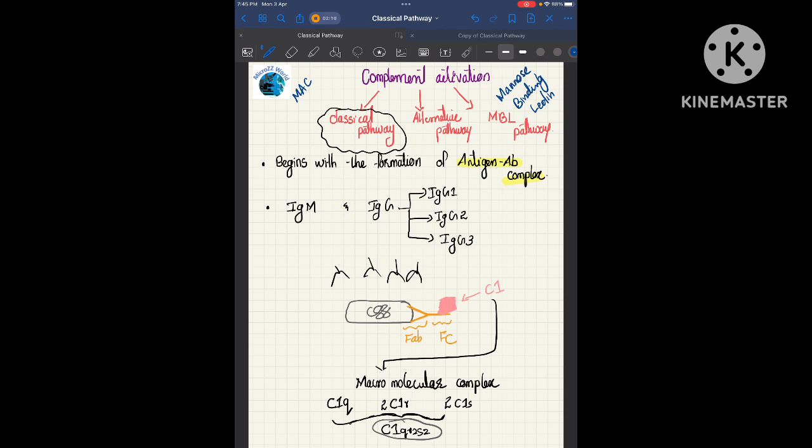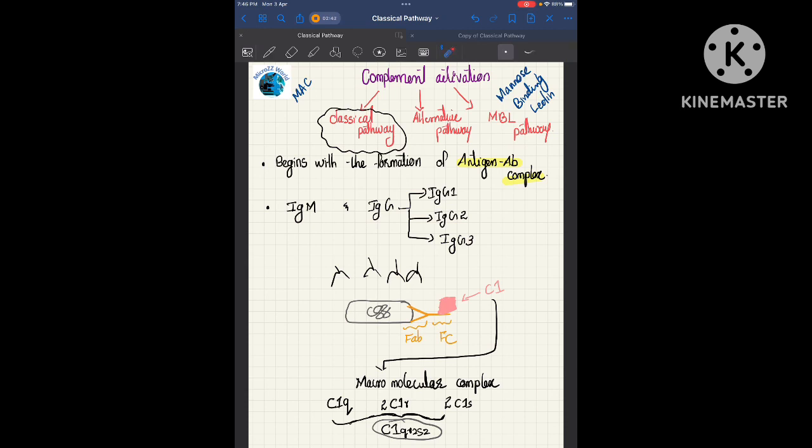But in between, during complement activation, several fragments of complement are released and they execute several other functions. So the major difference between all these three pathways is in the initial event, how the complement initially gets activated. There comes the difference. Okay, so let us discuss in detail the classical pathway.